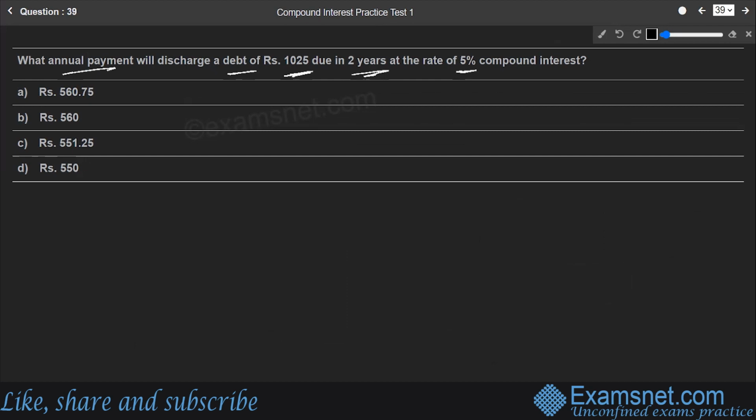Okay, so for that, there is a formula that can be used. What is that formula? Let's say the annual payment that will discharge this debt is X rupees. There is a formula for such types of problems.